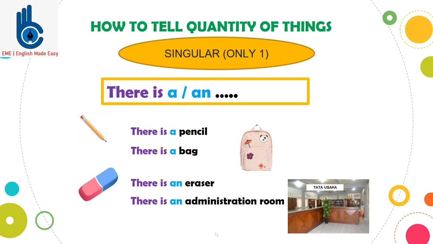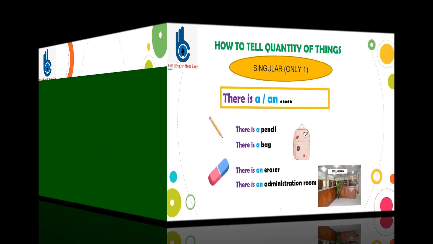What is the difference between a and an? A is always followed by consonant, while an is always followed by vowel. A dipakai untuk kata-kata atau benda-benda yang berawalan dengan konsonan. Sedangkan an dipakai untuk benda-benda yang berawalan dengan huruf vokal.